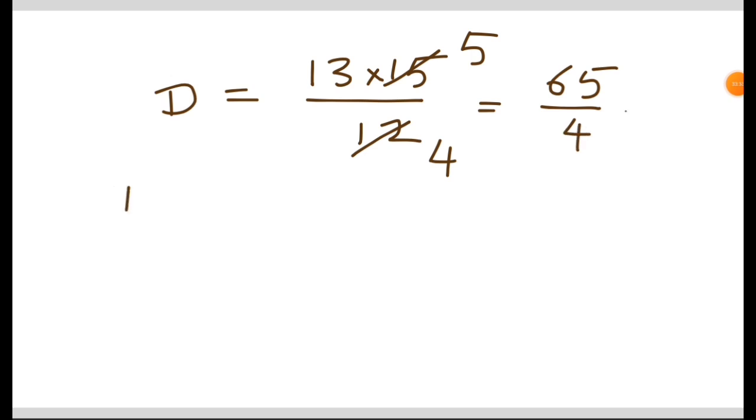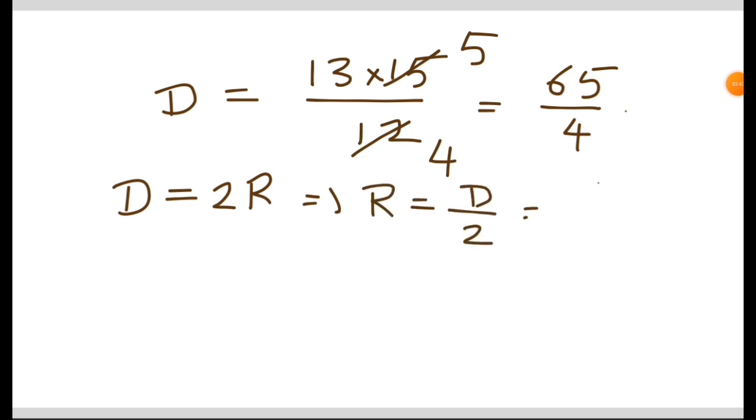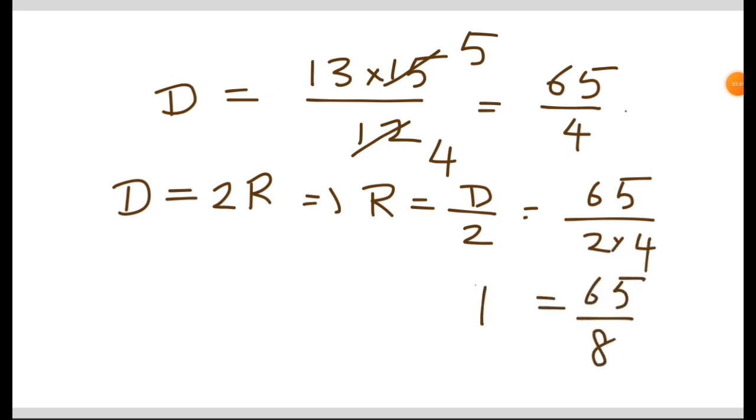We know the diameter is equal to 2 times the radius. So the radius equals the diameter over 2. That is equal to 65 over 2 times 4, which gives 65 over 8. So this is the radius value. Therefore, if you divide this, you will get 8.125 units. This is your radius.